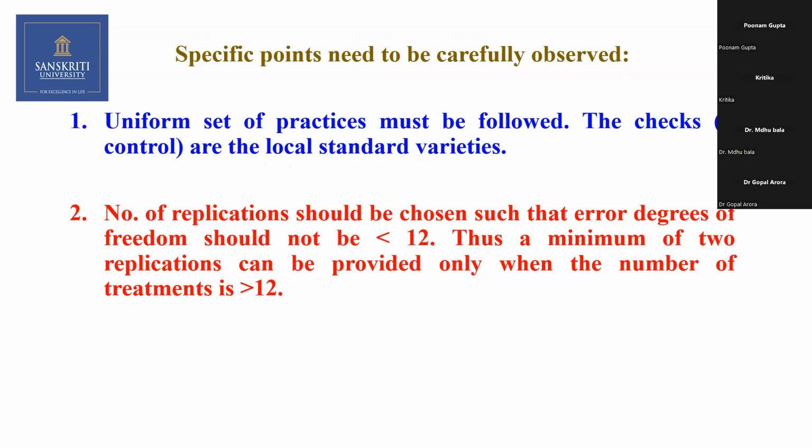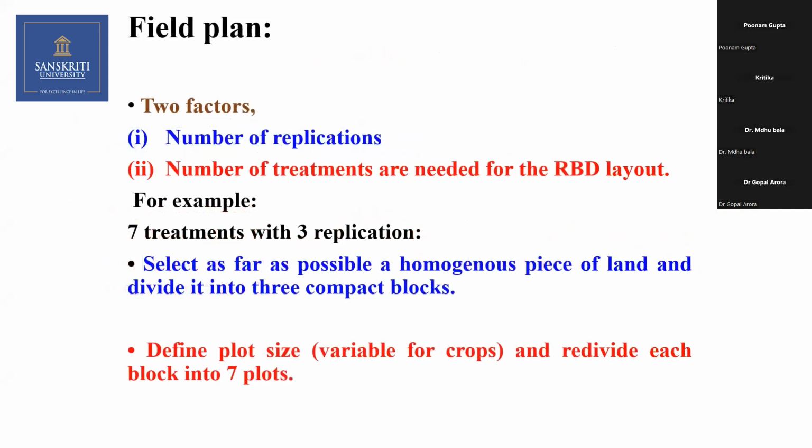And here the number of replications should be chosen such that the error degrees of freedom is adequate. This is a common thing, not only here; even in the t-test also we say that there should be quite a sufficient number of respondents. The degrees of freedom should not be less than 12, because the F value becomes consistent only after 12 degrees of freedom.